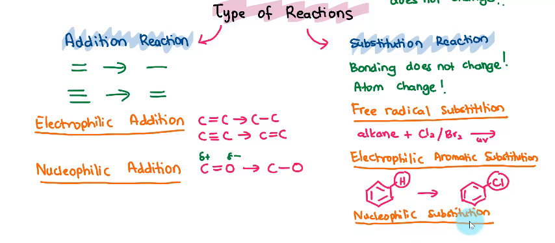For the nucleophilic substitution reaction, we are going to substitute our nucleophile with another nucleophile. For example, if you have an alcohol, the hydroxy group is our nucleophile. So we are going to substitute this nucleophile with another nucleophile, which here is Cl minus. So Cl minus is our new nucleophile, so we substitute the nucleophile with another nucleophile.